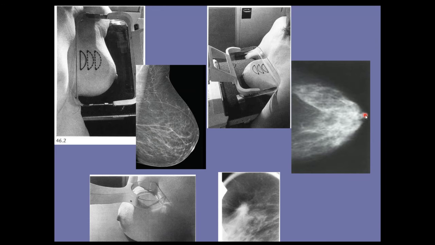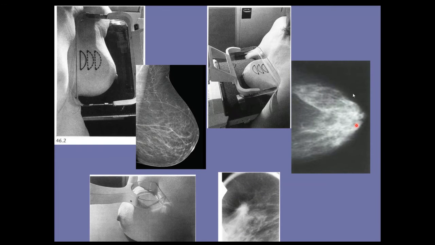We draw the same line from the nipple area to the chest wall. And if this is the right breast and the mass is present here, it will be in the outer quadrant. Or if the mass is present here, we can label it as the mass is in the inner quadrant.